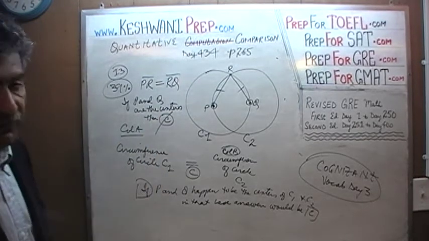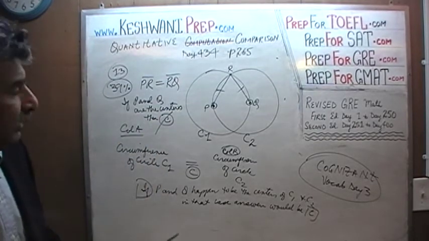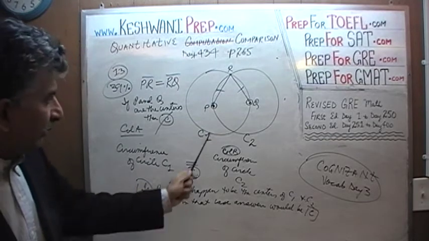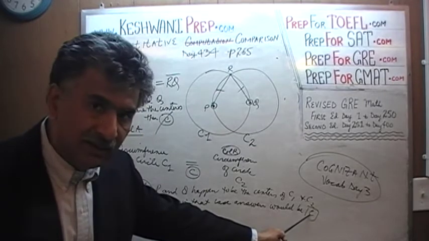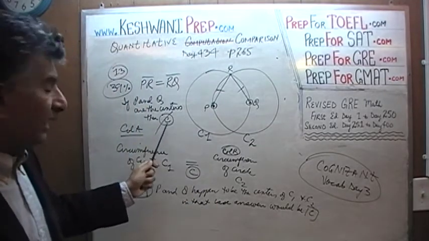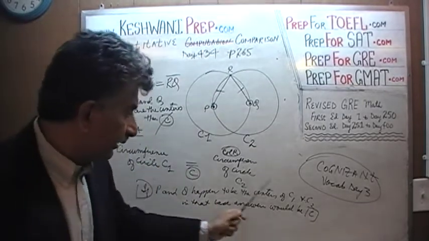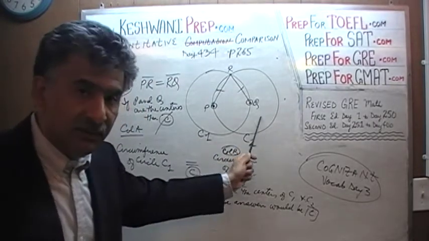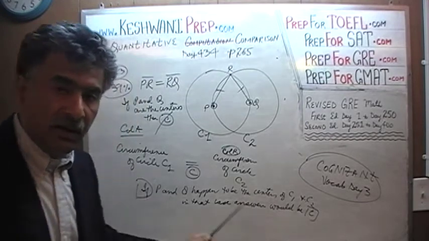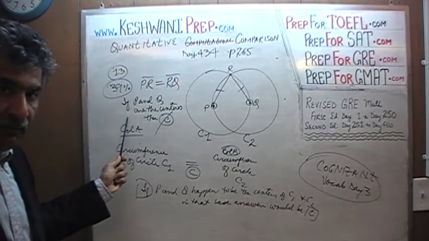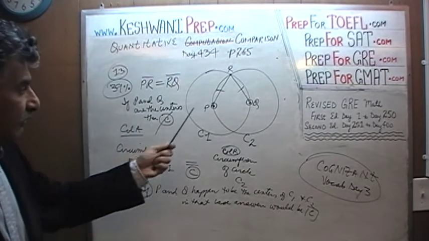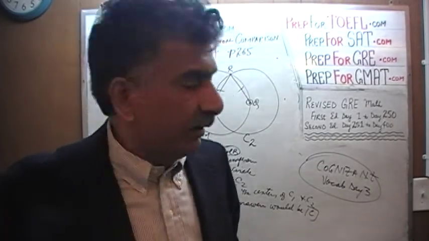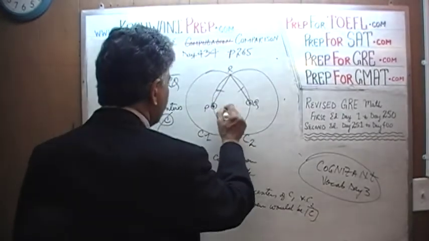It doesn't matter what the answer happens to be, whether it's A or B, it doesn't really matter. The point here is that if P and Q happen to be the centers, the answer would be C. If they happen not to be the centers, the answer would not be C. We have a conflicting answer. Answer is C if P and Q are the centers of the respective circles, and the answer would not be C if one of them or both of them are not the centers. And since there is no way to tell whether or not P and Q are centers, there is no way to tell. The answer is D. Answer to this question is D.